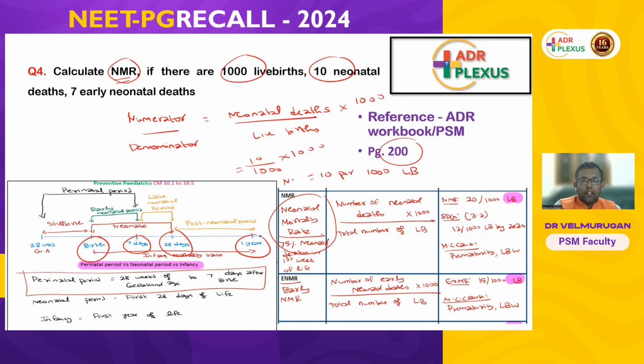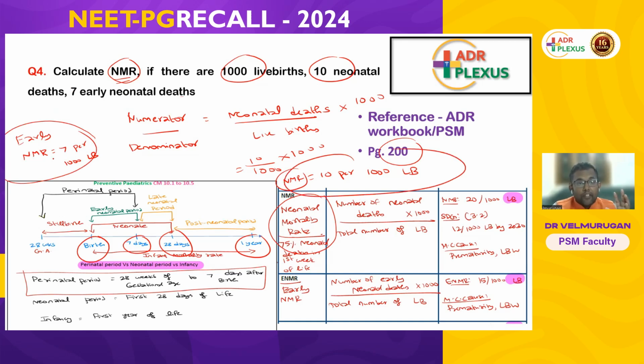In case they ask about the early neonatal mortality rate, it is simple. Early neonatal mortality rate means death of the neonate within the first 7 days of life. It is 7 per 1000 live births. See here, the majority of the deaths occur within the first 7 days. Of the first 28 days, 70 to 80% occur within the first 7 days. 75% of neonatal deaths occur within the first week of life. Okay, guys.